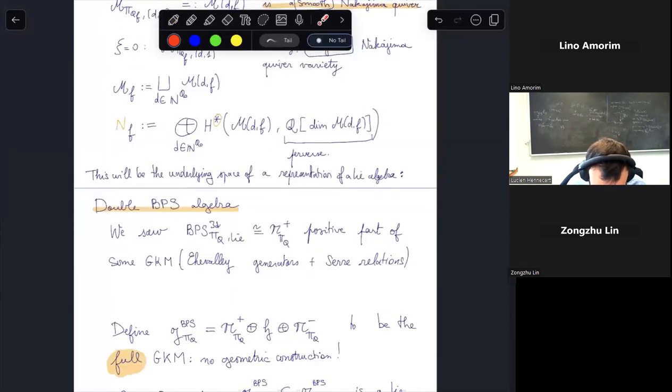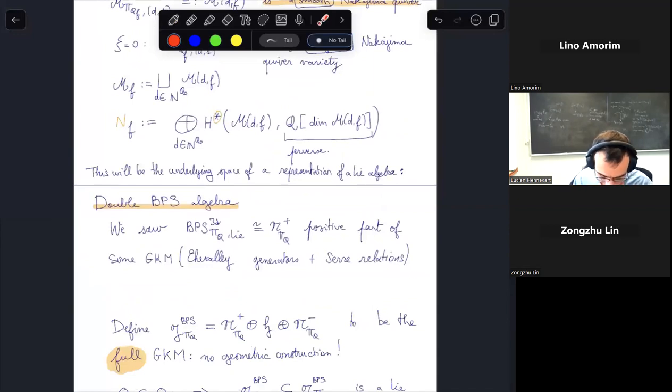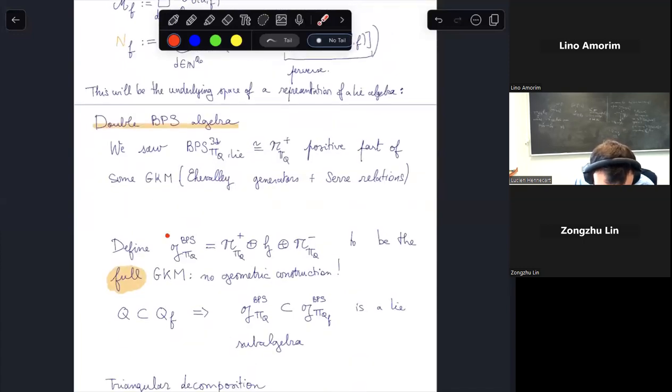Okay, so this thing will be a module for the double BPS algebra. We saw some object in the last talks, which was the BPS algebra for pi Q, built by dimensional reduction from the BPS sheaf. And we described it by generators and relations as some positive part of a GKM algebra, by Chevalley generators and Serre relations. So we define the full BPS algebra J pi Q BPS as just everything. We don't take only the positive part, but the full thing.